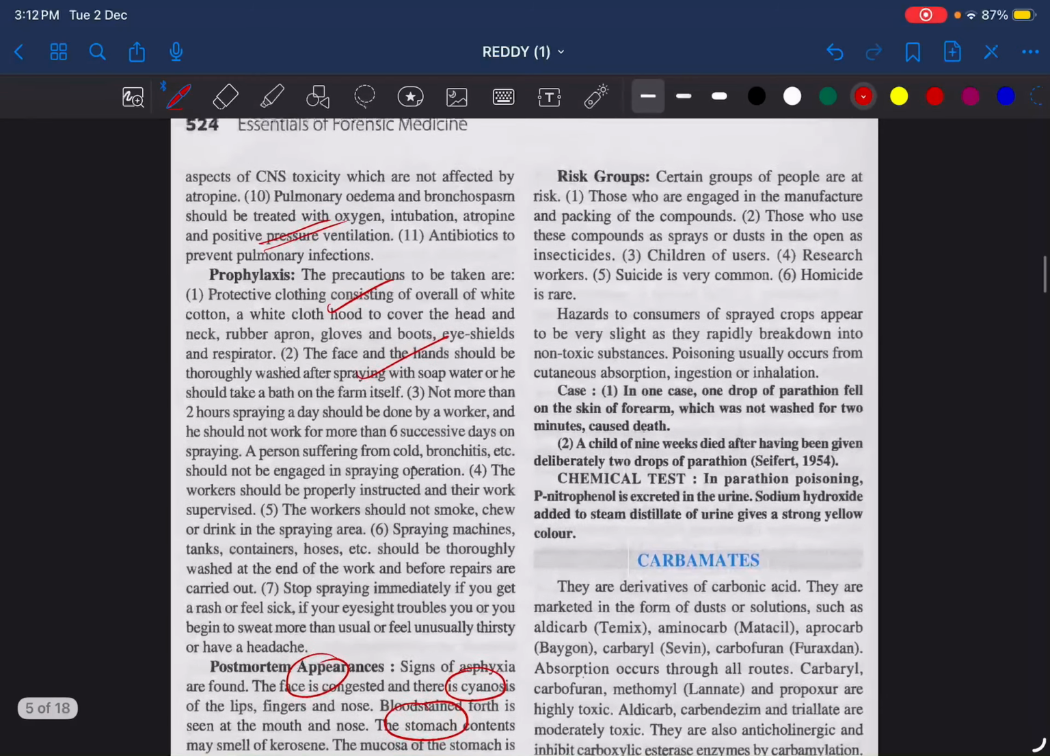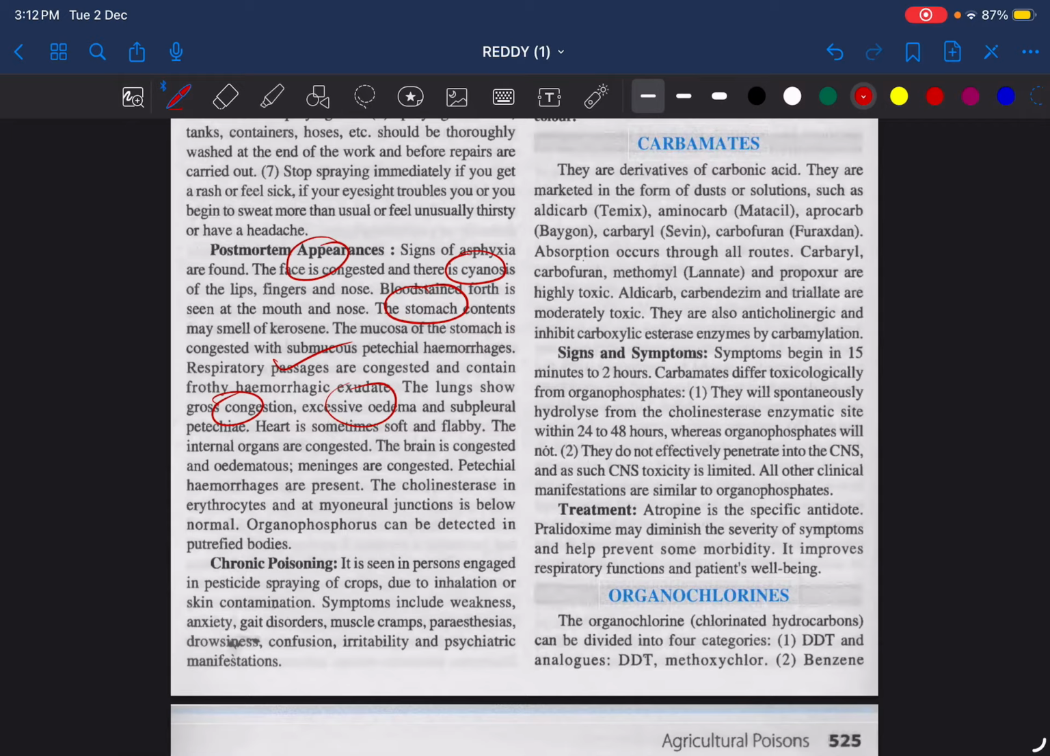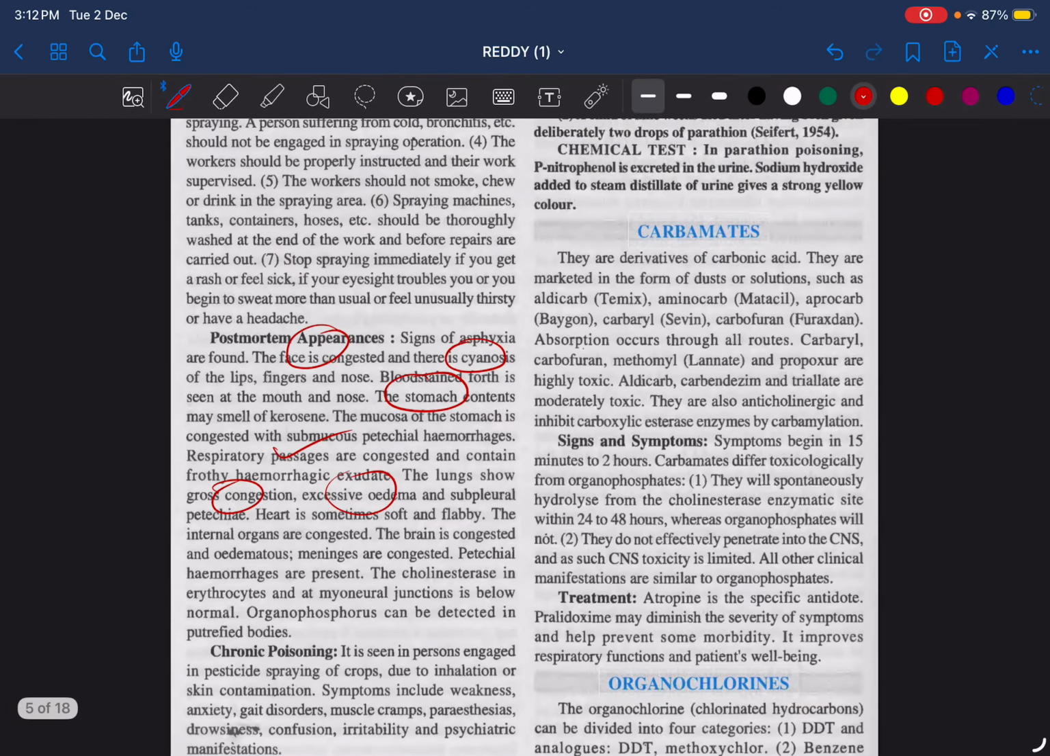Okay, and that's about the OPCs. Then coming to carbamates. In carbamates, just remember, unlike OPCs where the symptoms start a bit later, the symptoms start within 15 minutes itself. Carbamates are much more toxic than organophosphorus compounds, and they spontaneously hydrolyze from the cholinesterase enzymatic site within 24 to 48 hours, whereas organophosphorus compounds do not. Organophosphorus compounds are irreversible cholinesterase inhibitors, whereas carbamates are not irreversible inhibitors.